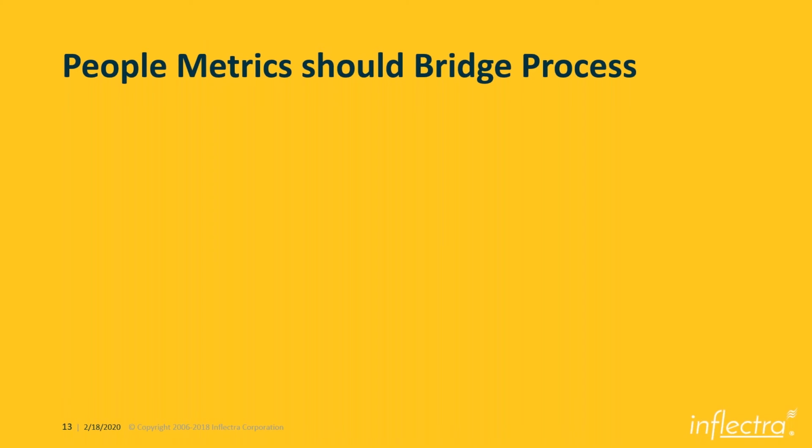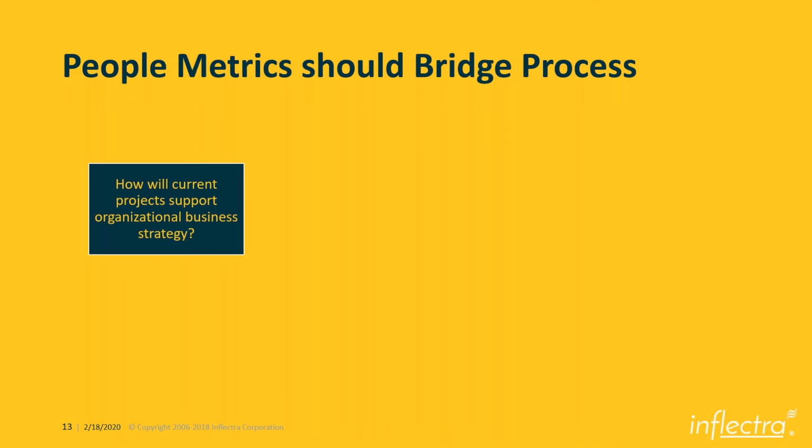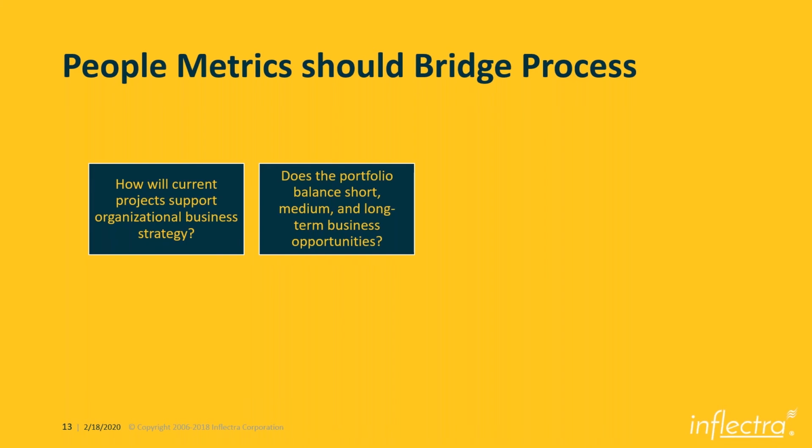And the people metrics should become a bridge to the process metrics, right? If people don't follow the process, then things are not necessarily going to work out, right? So when you're looking at that bridge, you are looking at how will the current project support the business strategy, right? So your quarterly business review meeting should report on some of those initiatives, right? And do the portfolios balance the short, medium, and long-term business opportunities?